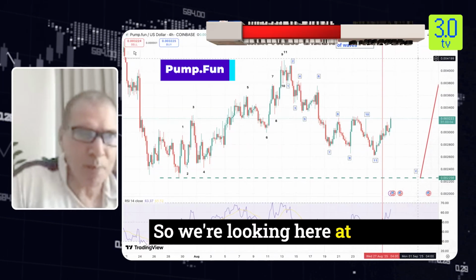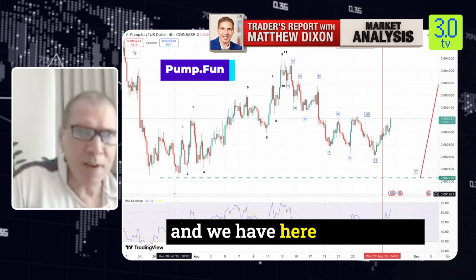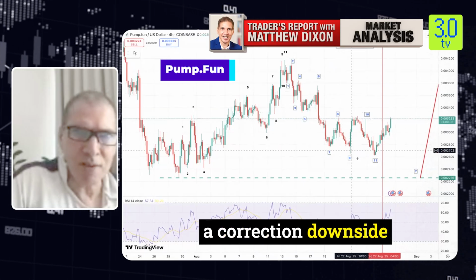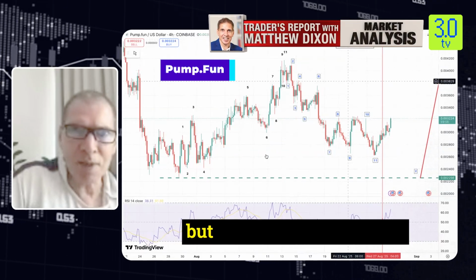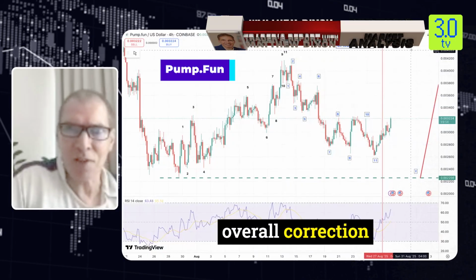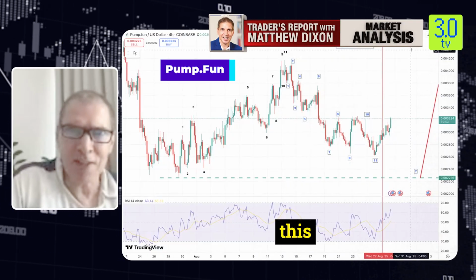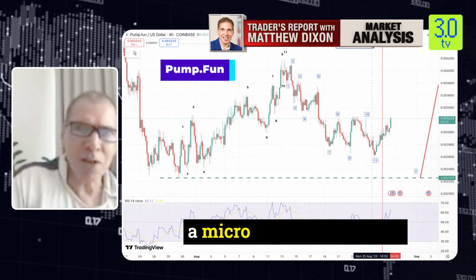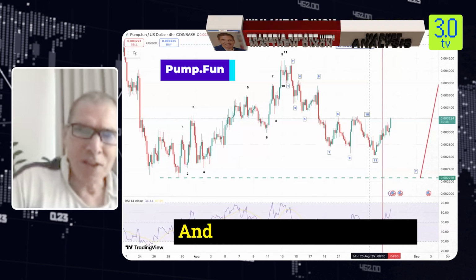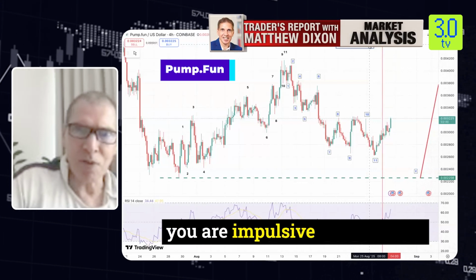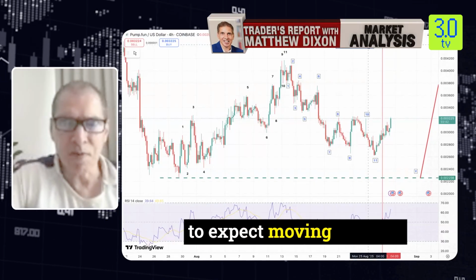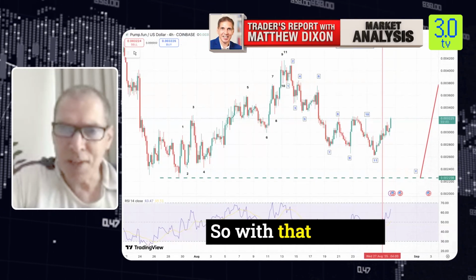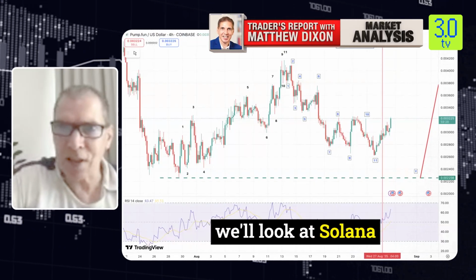So we're looking here at pump.fun, and we have here a correction to the upside, a correction downside, and we're now moving higher than this level here, but it's still part of a larger overall correction. It's very important to understand this, and this is what I would call a micro analysis of waves. It just tells you whether you are impulsive or corrective and gives you a good idea what to expect moving forward. So with that in mind, we'll look at Solana, for example.